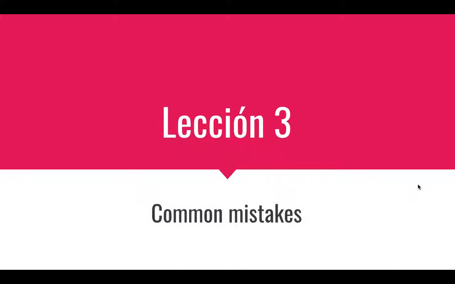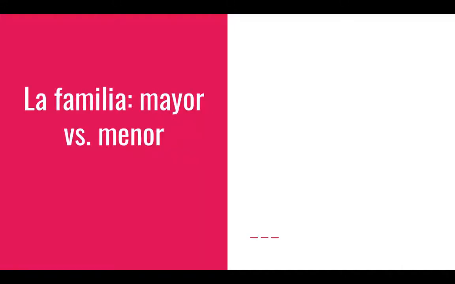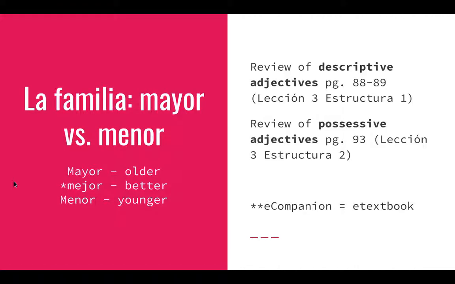Here are some notes that I would like to share with you as you prepare for tomorrow's exam on Lección 3. One of the biggest things that we're talking about is family in this unit, and you're describing your older siblings or your younger relatives and whatnot. So you have mayor and menor. Now, mayor, meaning older, is often confused with mejor, which is better, and then menor is younger. So keep an eye on that.